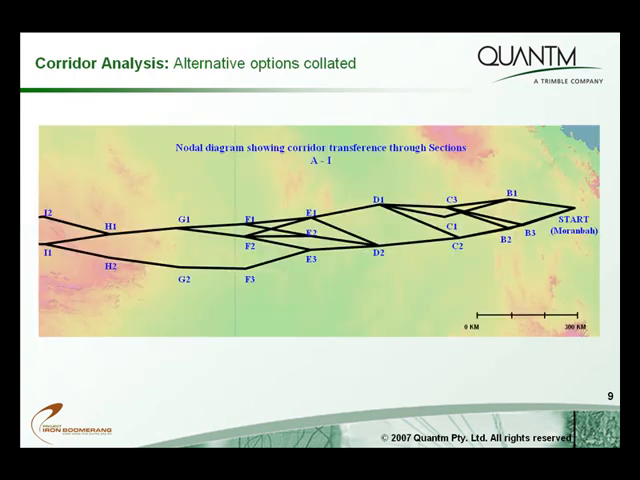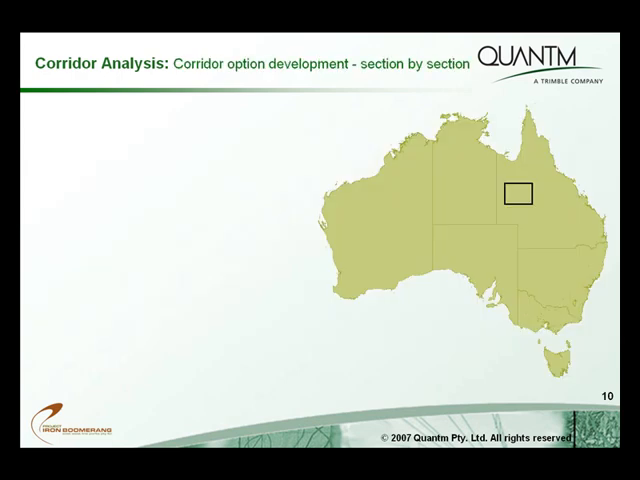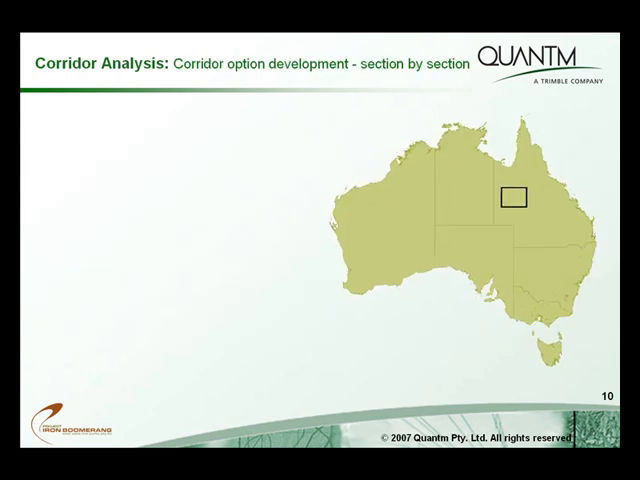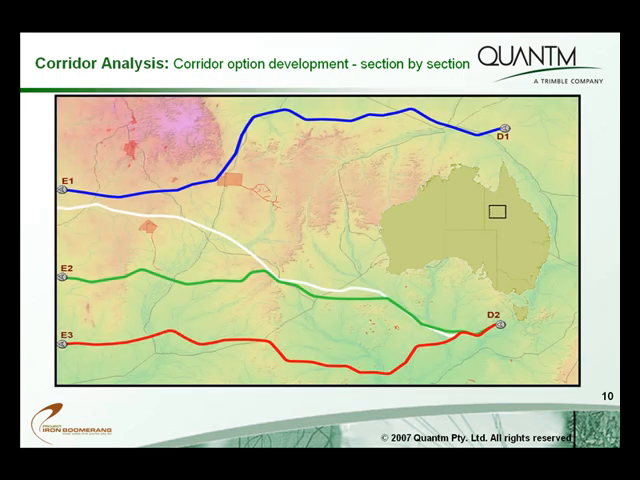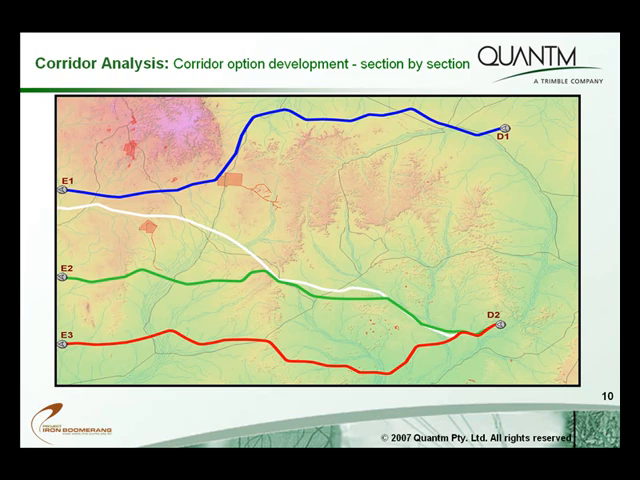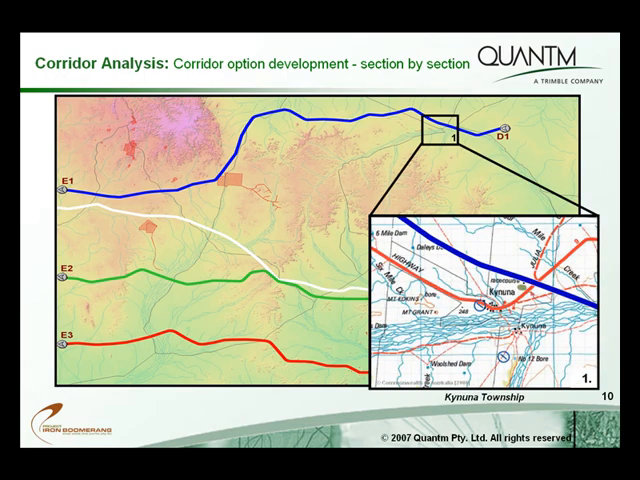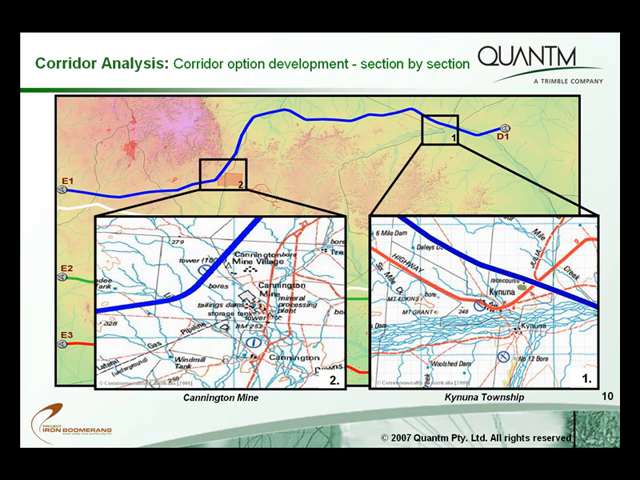Section by section, a network of favourable corridors was identified. This slide shows diagrammatically the node points between each of the sections in the first 1500 km of the project. Here we can see the main corridor options for one section of the project in central Queensland. The topographic maps were used to identify key constraints that would have to be more fully considered in subsequent stages of the project. The settlements of Cuyuna and the Cannington mine are shown in this detail.